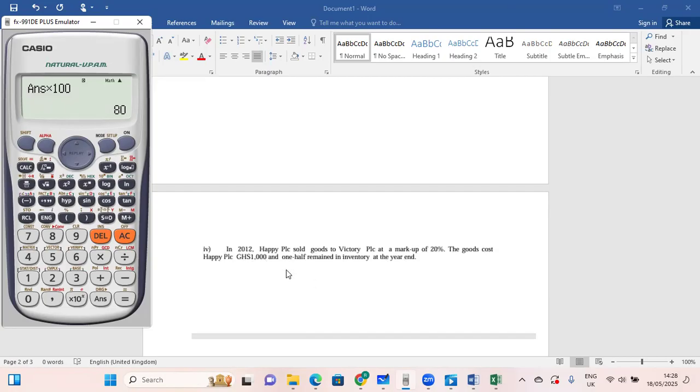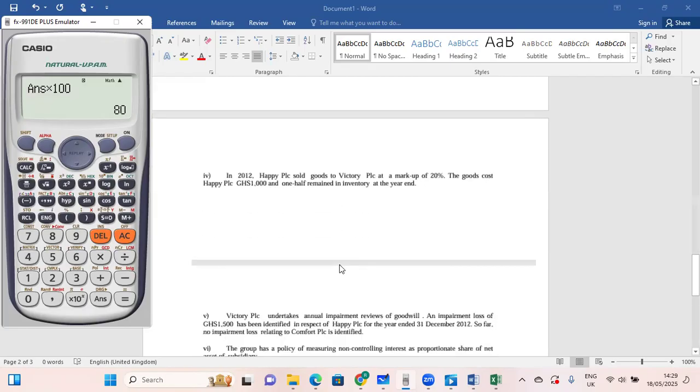And then they are saying that 1/2, so meaning half of the remaining inventory is available at the year end. So meaning that we would have to what? Take that profit out of it. So since there is profit on the amount that we sold, because some of the goods are still available, we have to take the profit out to make sure that the stock will be at the normal price that it cost the Happy PLC people, right?